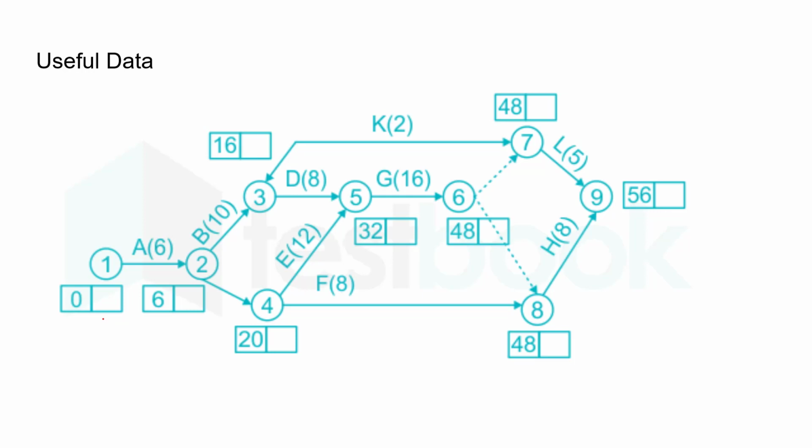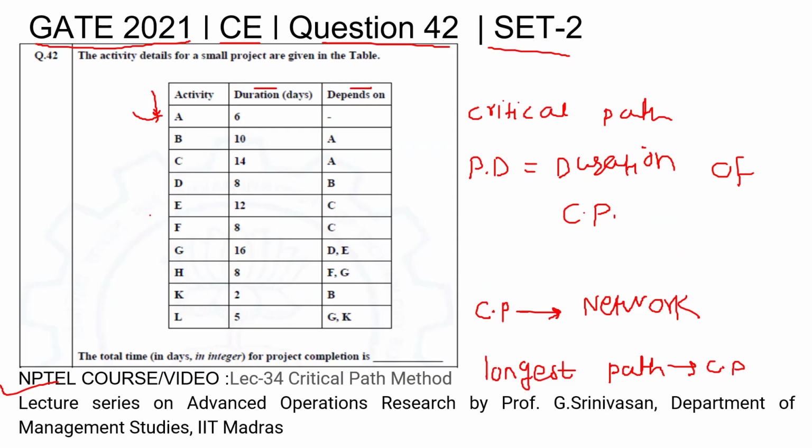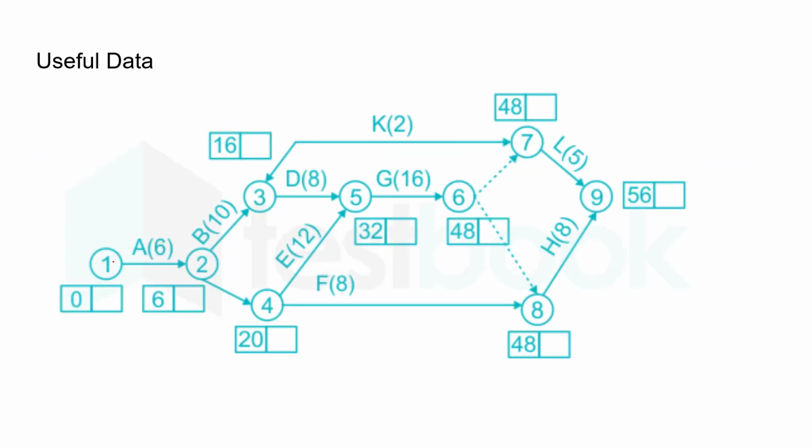It will be how much? Let's calculate. So I hope you know how to draw a network. If you don't know how to draw a network, then it's quite difficult for you to solve the question, right? So activity A, duration 6. So I will show you for some of the activities. So these are the nodes. So activity A, duration is 6 days.